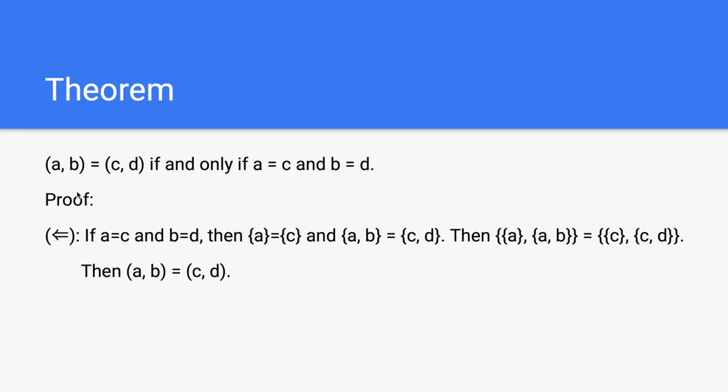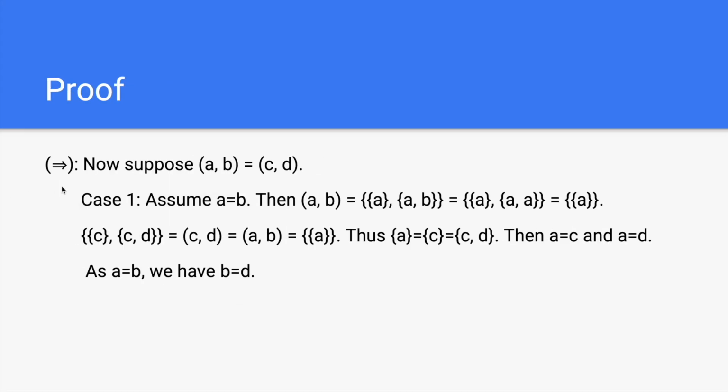We have a theorem. (a, b) equals (c, d) if and only if a equals c and b equals d. Proof. We first prove the right to left direction. If a equals c and b equals d, then we have {a} equals {c} and {a, b} equals {c, d}. Then we will have this expression, and finally we have this expression. It's simple. Now we prove the left to right direction.